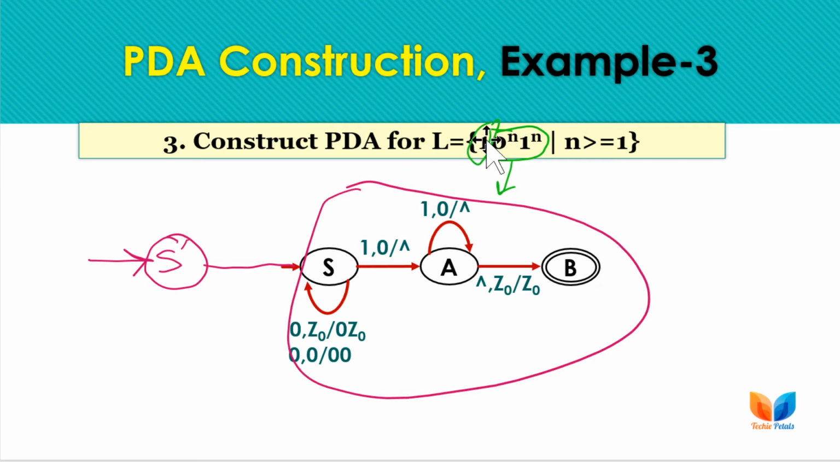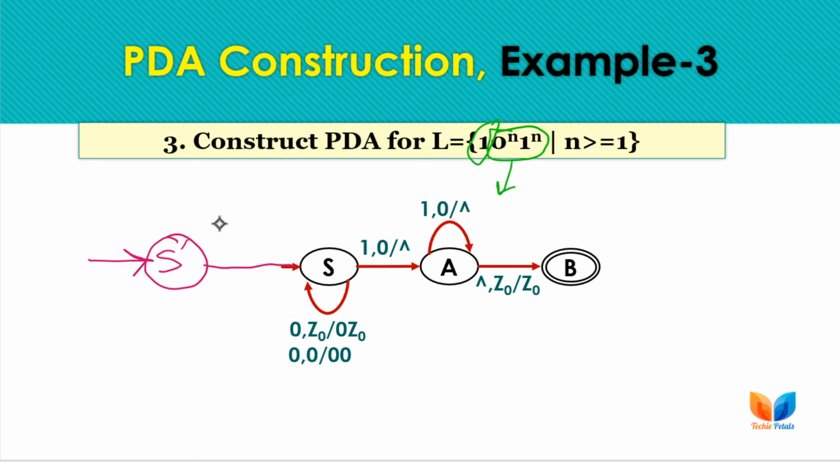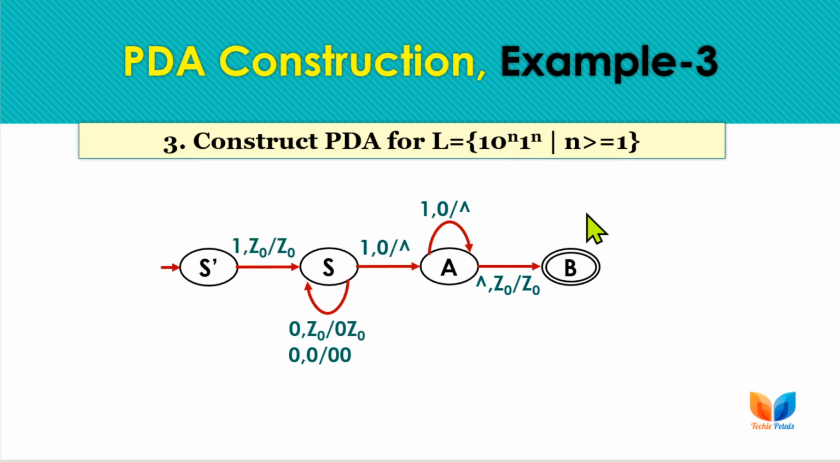Okay, so for the first one we just need to make one transition here, and that transition is: on input 1, stack top is Z0, replace the Z0 with Z0 and move to the next state, from where we can start with zeros, 0 raised to power n and then 1 raised to power n. So this is a very simple approach for this type of question.